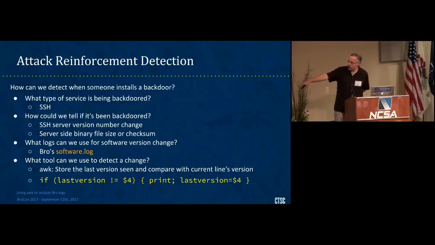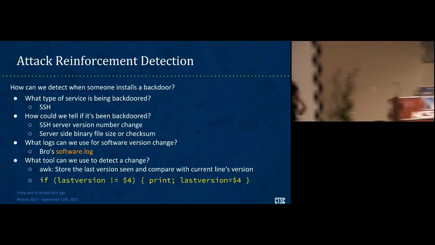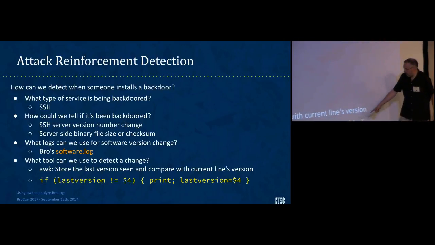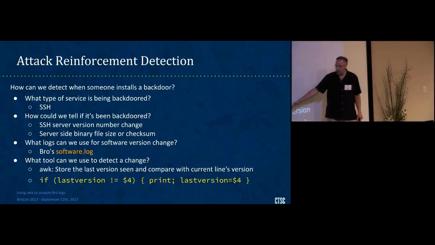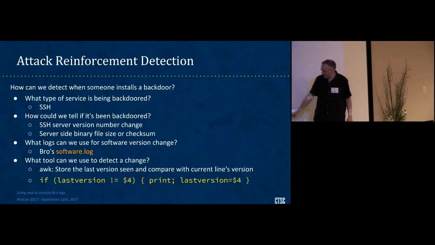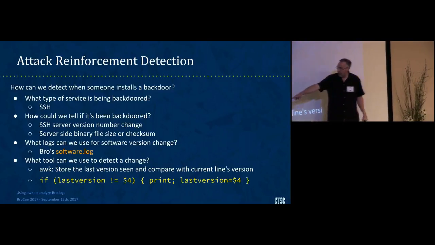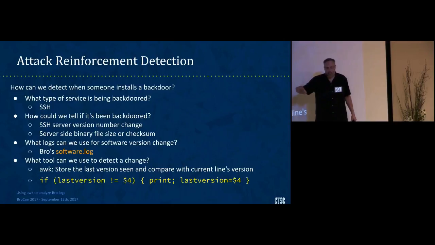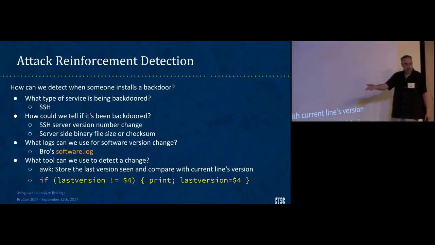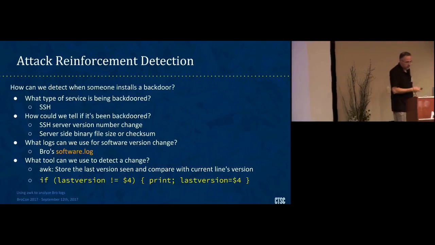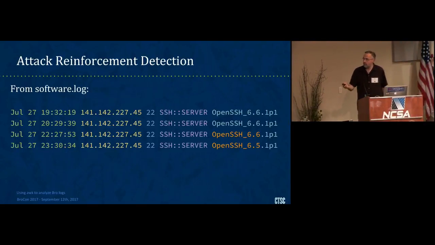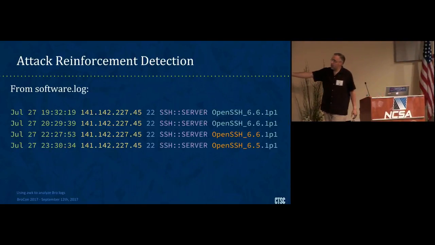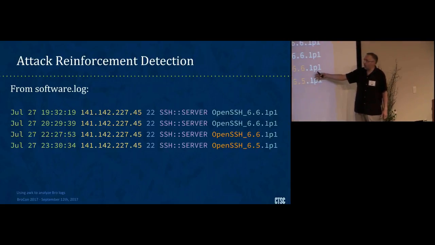So this is the actual awk script we'd use. We'd set a variable. This is what you can think of as happening first. So we set a variable called last version. For every line that we see, we set it to the fourth column value. And then for every other line after that, we say, if the last version is not equal to the current version, then print. It's actually a pretty easy program. You just have to think about it in reverse. So you'd have something like this in your software log where you have the same version. Oh, the version changed.